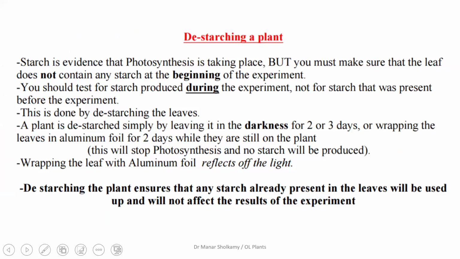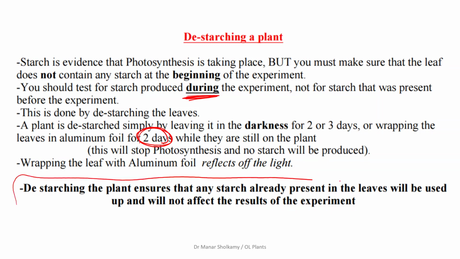De-starching the plant, we will have to de-starch the plant by putting the plant in a dark room for 2 days so that all the starch is removed, so that the plant is not allowed to do photosynthesis. Why do we do that? So that we know that the new starch that has been produced will be produced during the experiment, and it was not there from the beginning of the experiment.